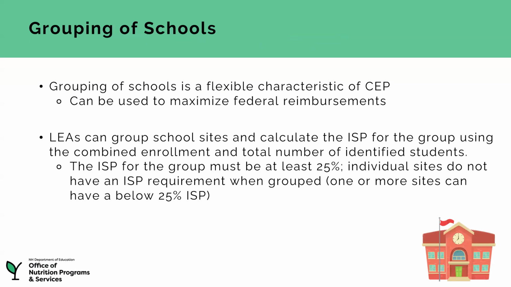So the grouping of schools is a flexible characteristic of CEP and can be used to maximize federal reimbursement. LEAs can group school sites and calculate the ISP for the group using the combined enrollment and total number of identified students. The ISP for the group must be at least 25%, but individual sites can have a less than 25% ISP.